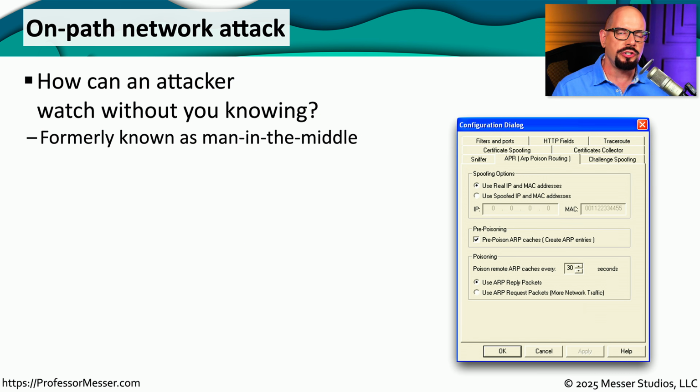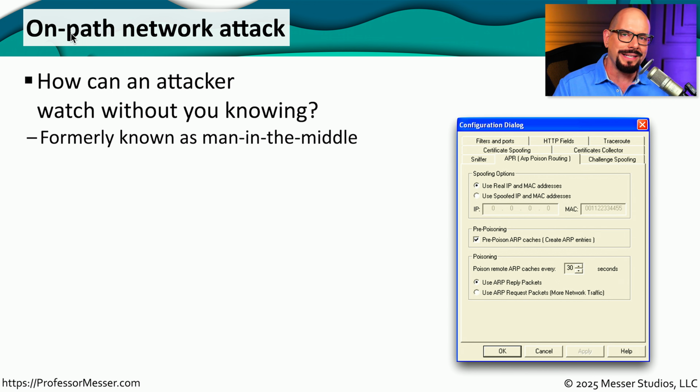Much of the communication that we do across our networks is between two devices. Device A communicates to device B, and device B communicates back to device A. The attackers, though, would like to be able to see everything happening in that communication between those devices. And to be able to do that, they've devised a series of attacks known as on-path attacks.